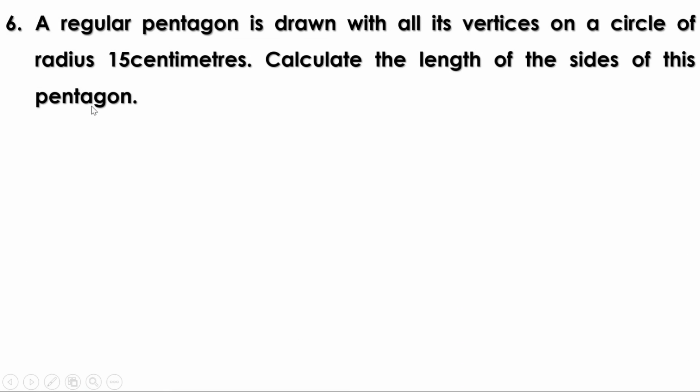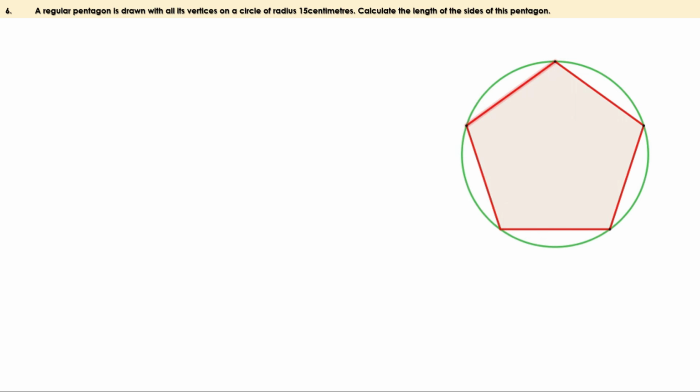Next problem. A regular pentagon is drawn with all its vertices on a circle of radius 15 centimeters. Calculate the length of the sides of this pentagon. Let us draw a regular pentagon and its circumcircle. Let it be ABCDE. Let the center of the circle be O. Join AO and BO. Given that the radius is 15 centimeters, therefore AO equal to 15 centimeters.